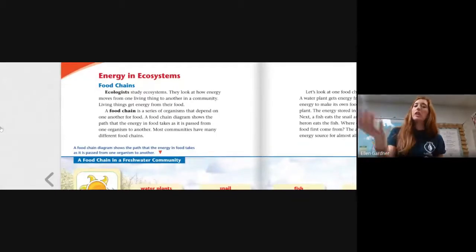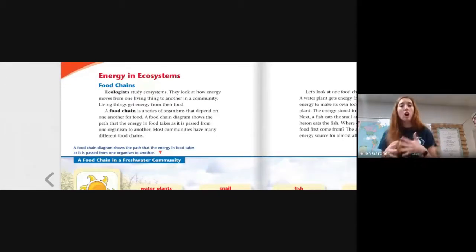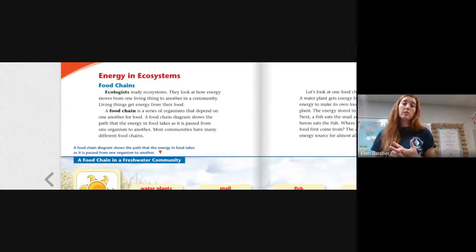So it says ecologists. Now, ecologists study ecosystems. That ology part of it comes from a Greek word meaning word, and it's someone who studies is the meaning of that ology part. They study ecosystems. They look at how energy moves from one living thing to another in a community.